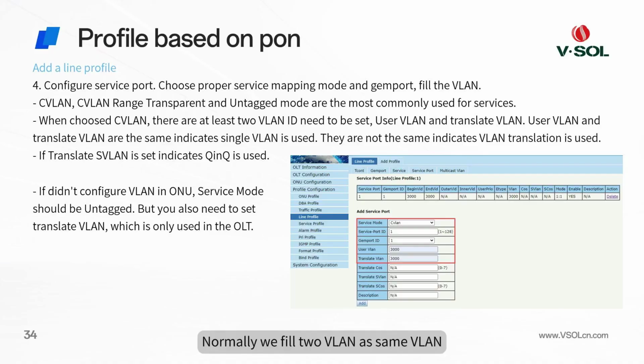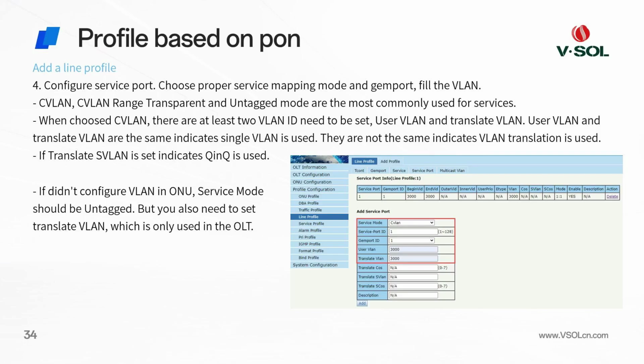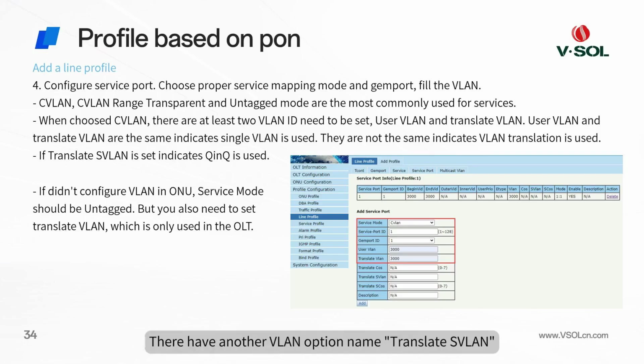That means no need to use VLAN translation. If you need VLAN translation, please fill the user VLAN as your ONU VLAN and the translate VLAN as the VLAN you want to translate to. There is another VLAN option named Translate S VLAN. If you set the Translate S VLAN, that means QinQ is used.